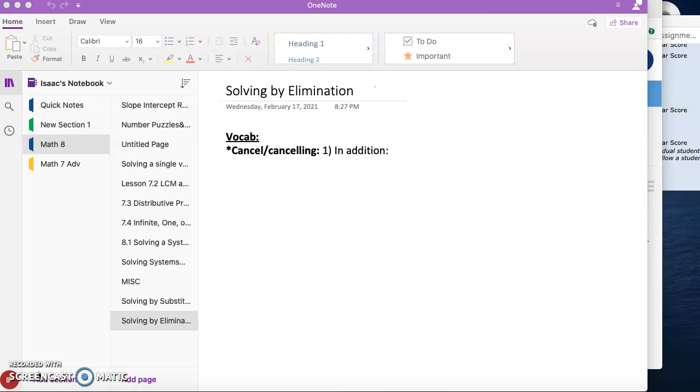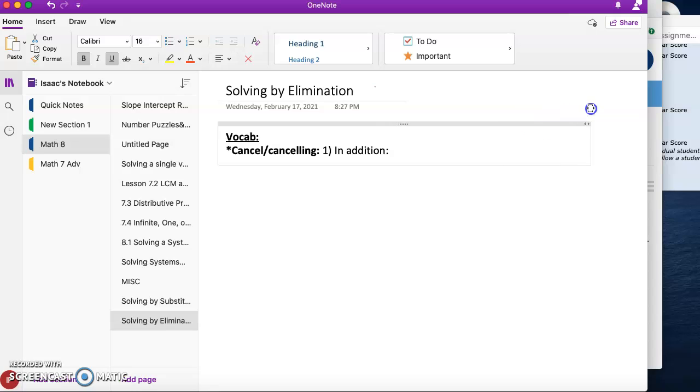Today we're going to talk about solving a system of equations again, but this time by a technique called elimination. So title these notes, Solving by Elimination. Now to even talk about solving by elimination, we need one vocab term. You might already be familiar with it, you might not be.